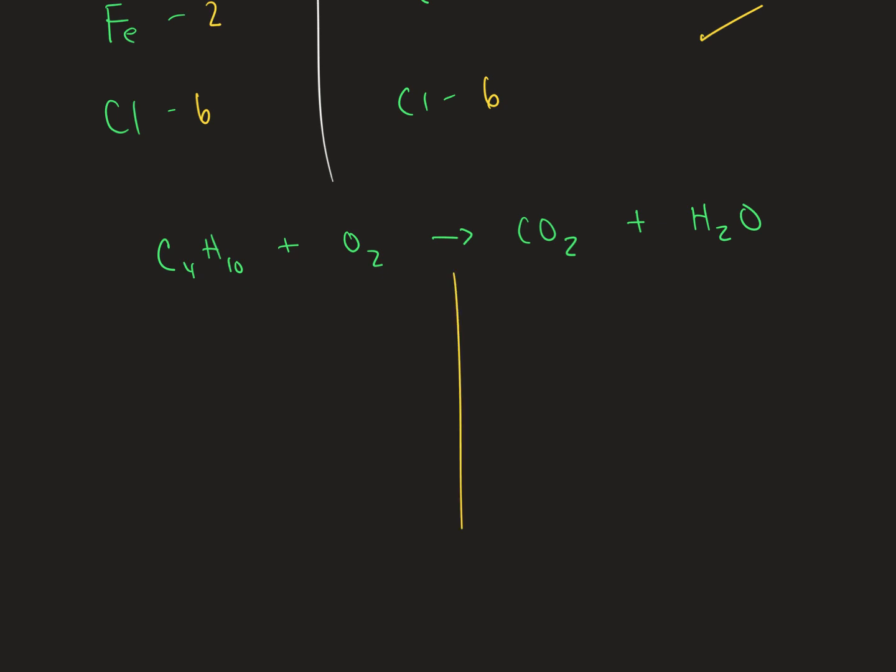So let's balance this. We got carbon, hydrogen, and oxygen. Where should we start? Either hydrogen or carbon, right? It really doesn't matter which. I like to start with carbon because it's first to the left, but let's start with hydrogen. No big deal. How many hydrogens do we have on the left? 10. So what coefficient needs to go right there? 5. Okay, so we have 10 and 10.